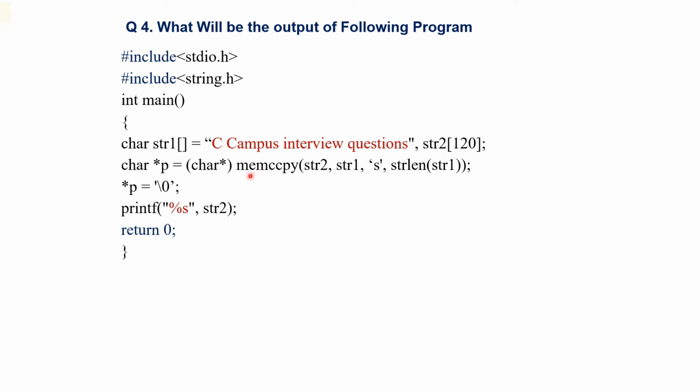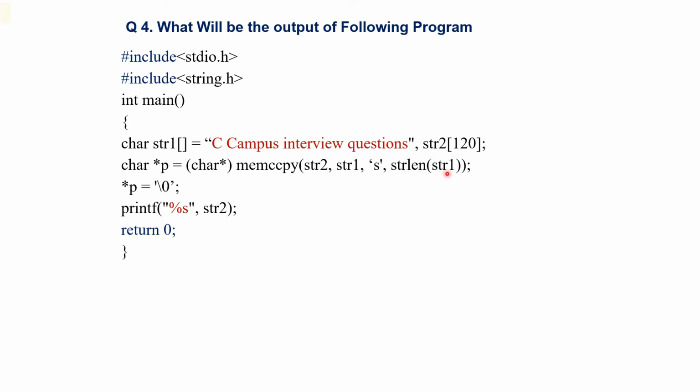memccpy. This is actually a string copy function where str1 will be copied into str2, but the copying will stop as soon as one of these two conditions occurs. So what are those two conditions? Firstly, see this. This is the function strlen, which will calculate or return the length of the string.